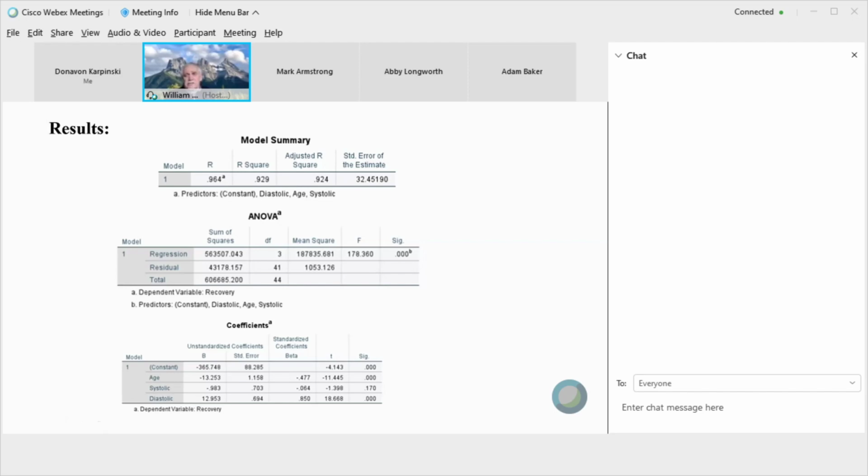The ANOVA table is just carrying out a test. It's testing whether all 3 variables, any one of them, has an effect on recovery time. The F-test is saying, yes, there is a significant effect of these 3 variables on recovery time. The next one is the table of coefficients. The intercept is really not that important. The intercept is the predicted value of y when age and the 2 blood pressures are both 0. This is not likely to happen, okay?